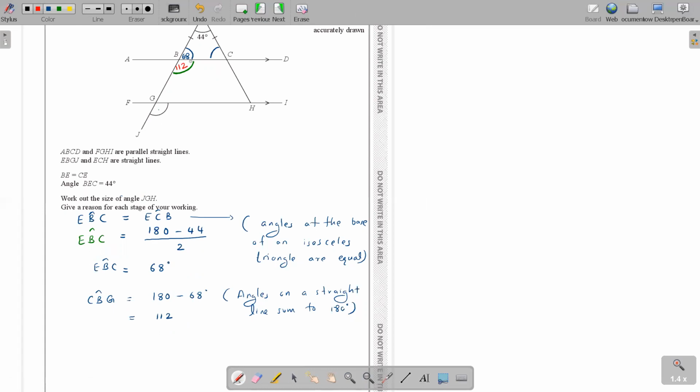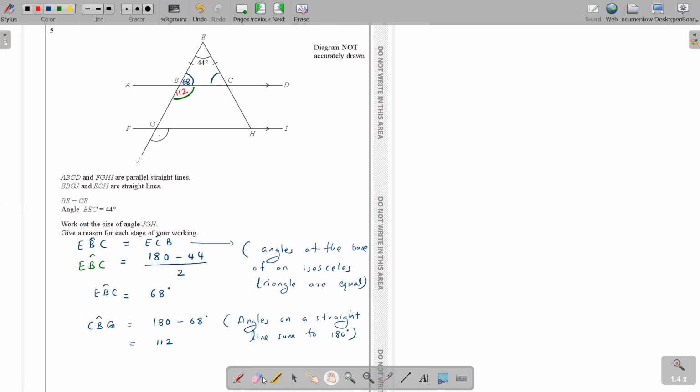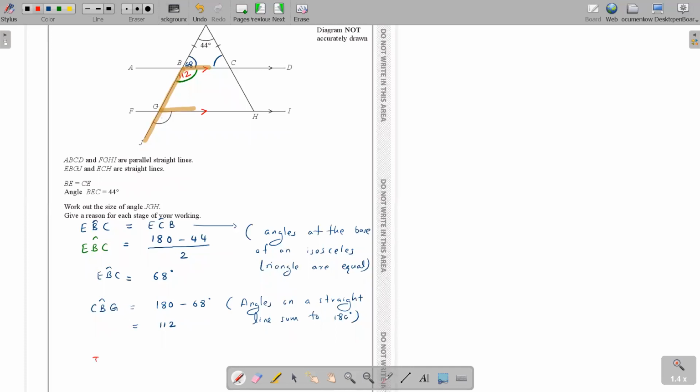This is a critical angle, and now we are almost done. Why? Because these two lines are parallel. They've given us that these two lines are parallel. So you can see that we have corresponding angles. You can see the letter F, which we also call corresponding angles. Corresponding angles are equal. So angle JGH directly equals 112. Reason: corresponding angles are equal.